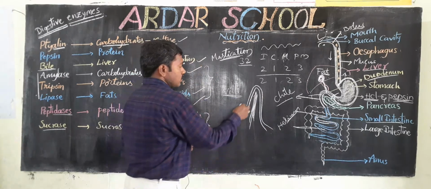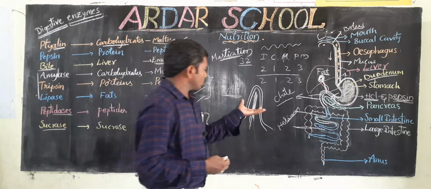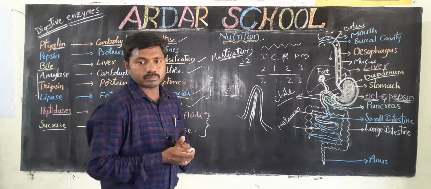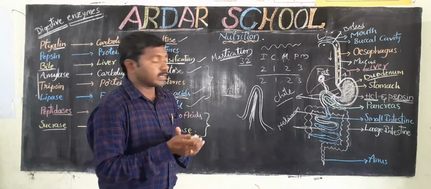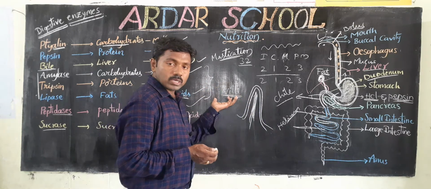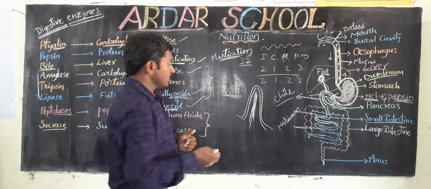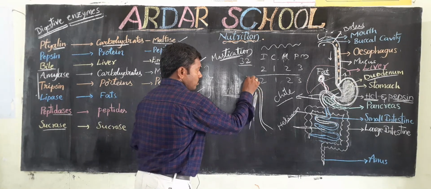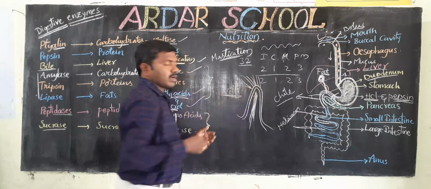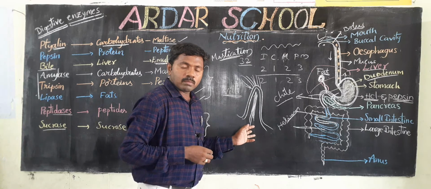Okay, children, so these are finger-like projections. So many are there. What is the use? They absorb the food material and expand the area. That is the use of the villi. Villus is the singular, villi is the plural form. Okay, children, the nutrients are absorbed by the villi, and they mix with the blood.